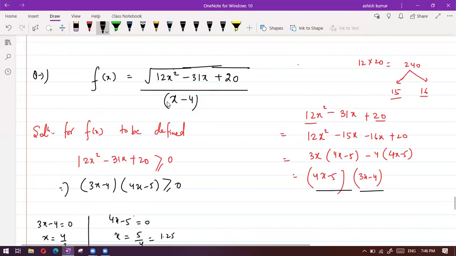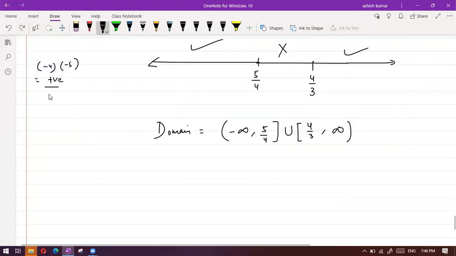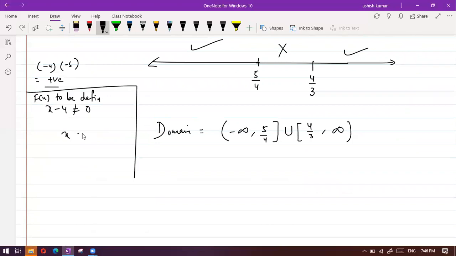Now come back to the question. There is a term in the denominator, that is x minus 4. Right, Ruchita? Now if I put x equal to 4, will this function be undefined? Yes, sir. So x should not be in the domain. Here we have to mention that x minus 4 should not be equal to 0 for f(x) to be defined. So x must not be equal to 4.